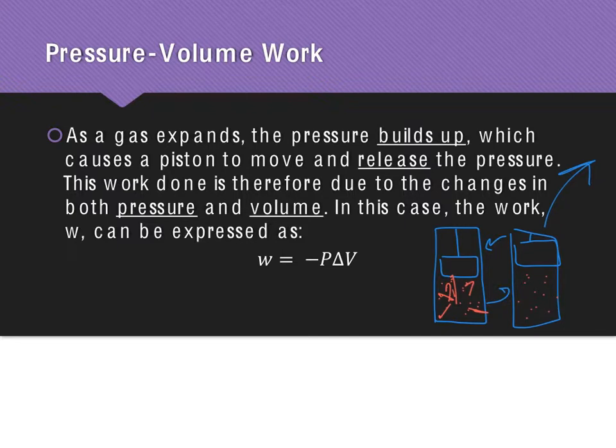So the work done, therefore, is due to changes in both the pressure built up and the volume. Now it's expanded. In this case, the work, which stands for W, one of the very few variables in chemistry whose letter actually makes sense, can be expressed as work equals negative P times delta V. So it's negative pressure times delta V. Keep in mind you're decreasing one, hence the negative. That's where this work comes from.